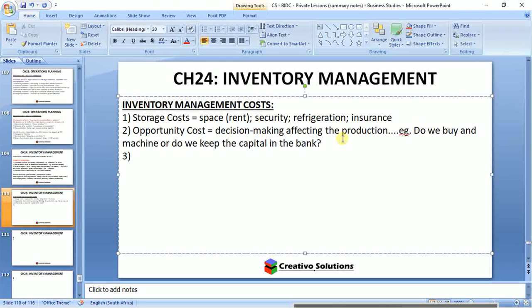Three, holding costs. Well, these are storage costs. Storage costs are actually holding costs. I'm just going to add that here. Storage costs / holding costs. And then wastage. Wastage / obsolescence. Obsolescence means when something goes old and it becomes outdated. That's another cost that we would have to possibly incur.